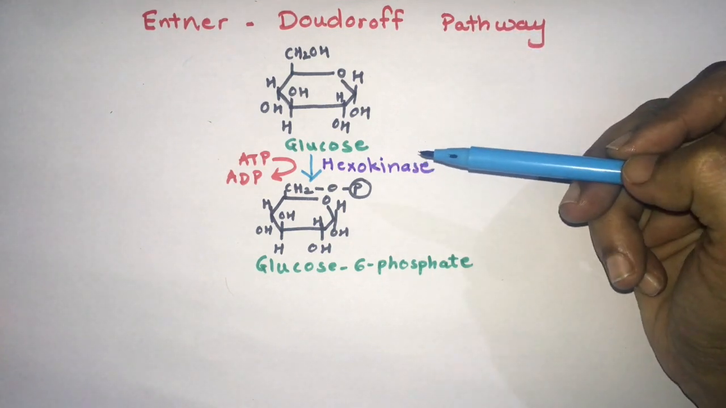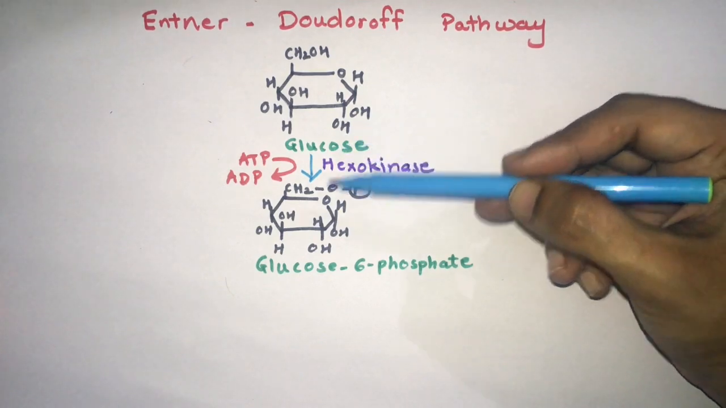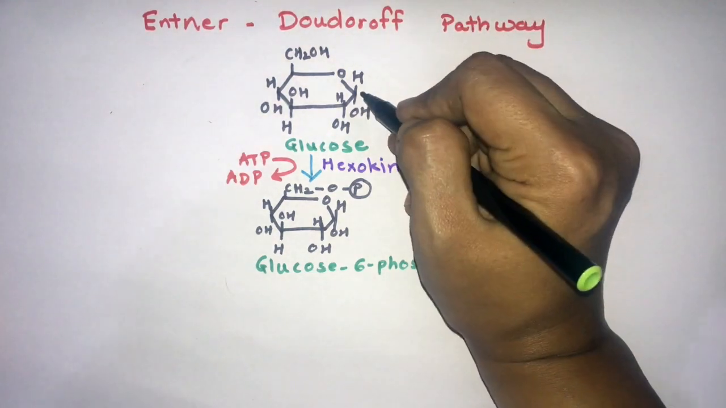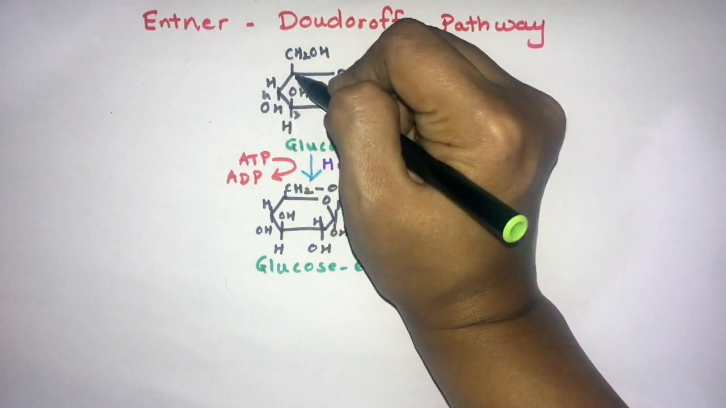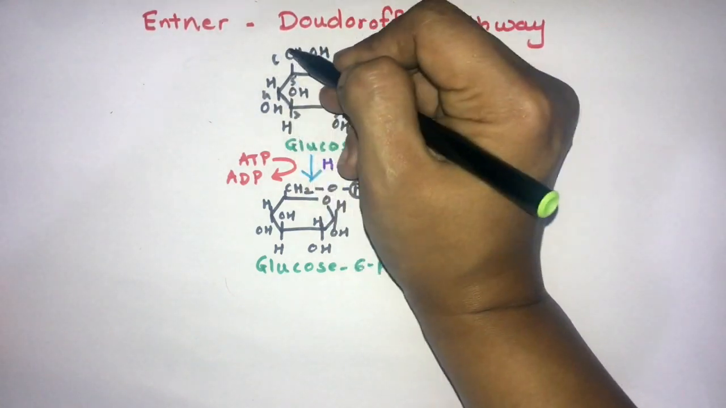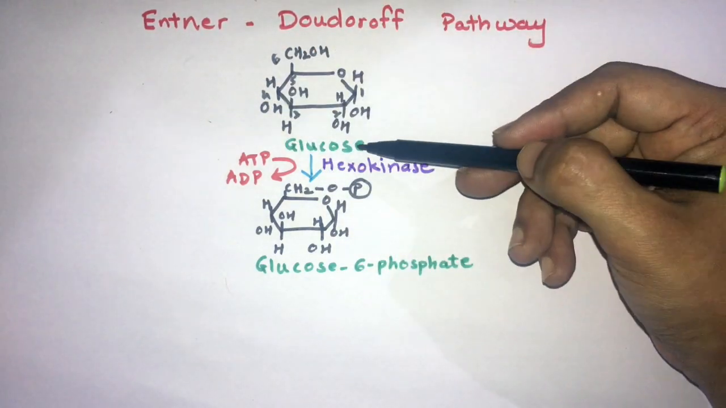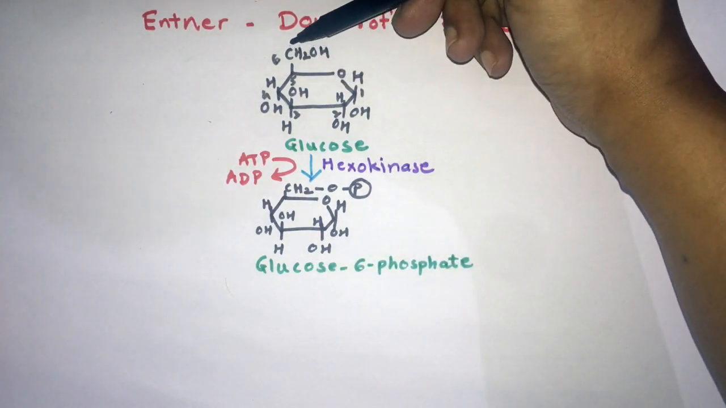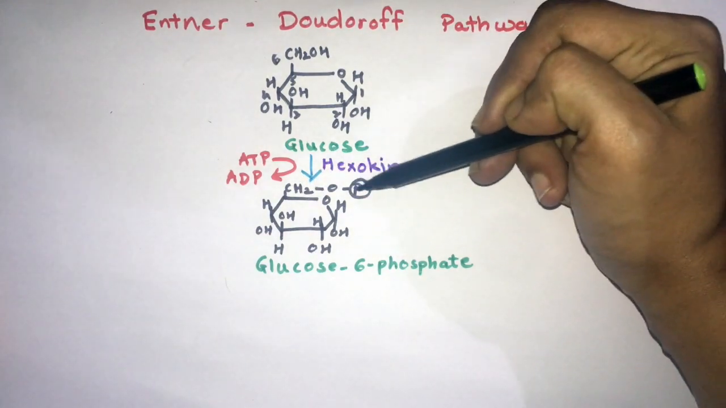So the first step is just like glycolysis, in which glucose is converted to glucose 6-phosphate. Now this glucose contains 6 carbons in it. This is the first carbon, second carbon, third carbon, fourth carbon, fifth carbon, and this is the 6th carbon. So this is a 6 carbon compound. Glucose is converted to glucose 6-phosphate. As you can see, this is the 6th carbon, so to the 6th carbon, a phosphate group is attached.